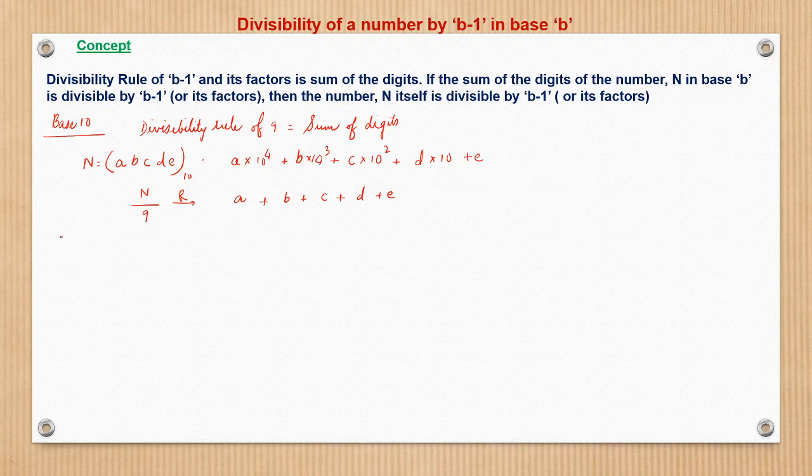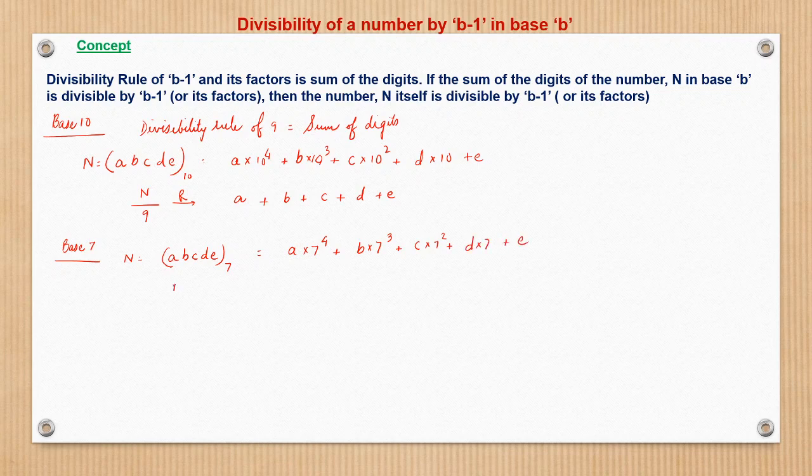Similarly, now we will see this for some other bases. Say base 7 I take. Here n is given as abcde in base 7. This I can write as a into 7 raised to power 4, I'm just expanding the bracket here, plus b into 7 raised to power 3 plus c into 7 square plus d into 7 plus e.